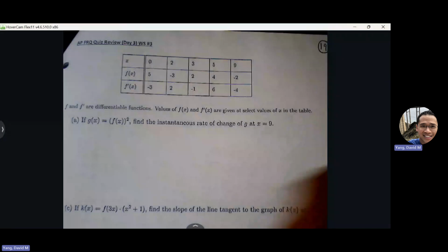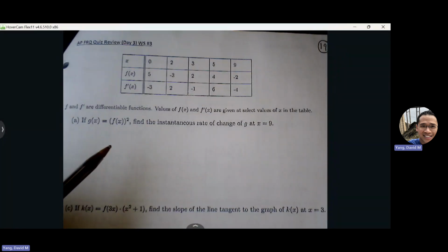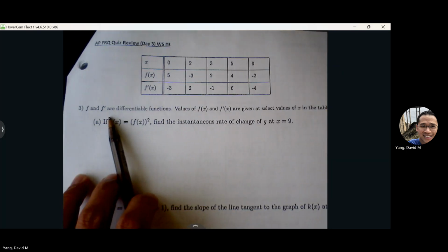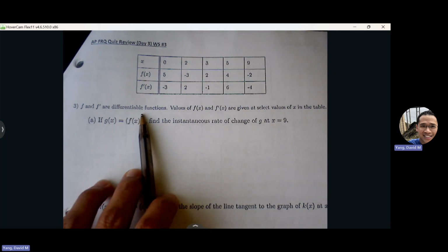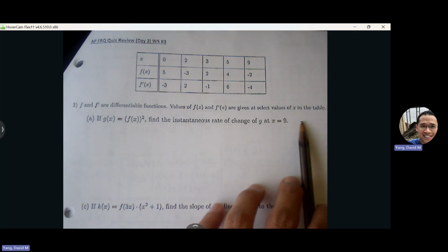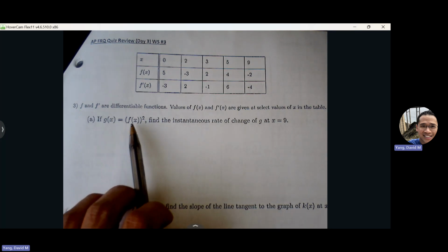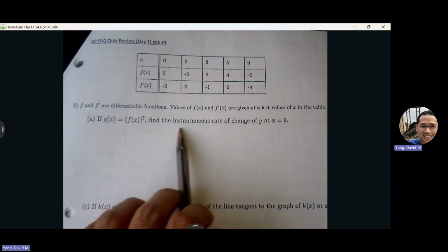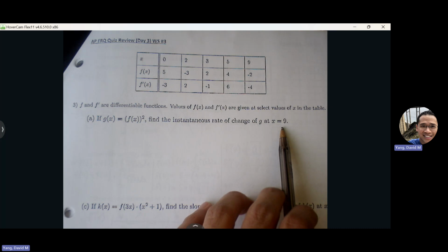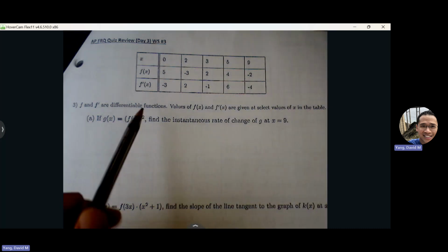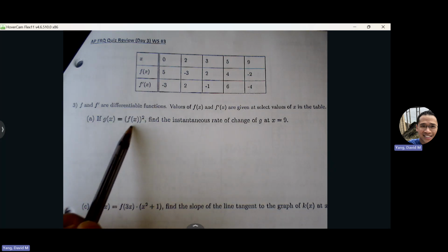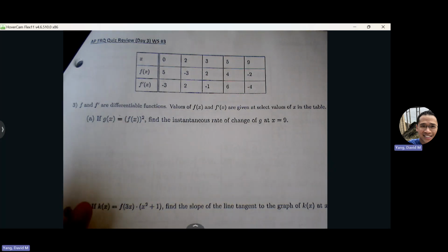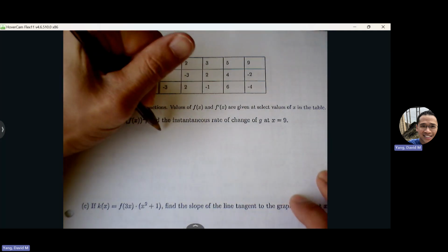Okay, so I'll read the problem and then point out what your first steps are, and then you guys can try it. Okay, so f and f prime are differentiable functions. Values of f and f prime are given as select values. It says g of x is f of x quantity squared. Find the instantaneous rate of change of g at x equals 9. So essentially, we're just finding the slope. So if I want to find the slope of g, I have to find the derivative. To find the derivative, what do we have to go through here? Chain rule. Okay, so go ahead and try, apply chain rule.